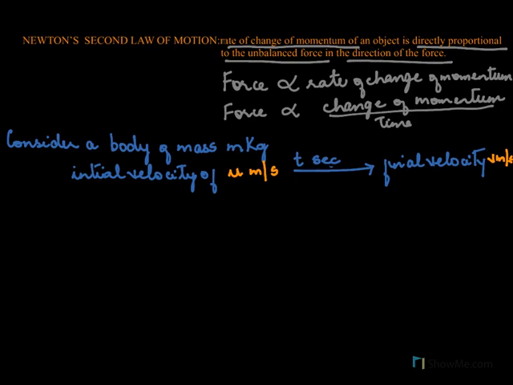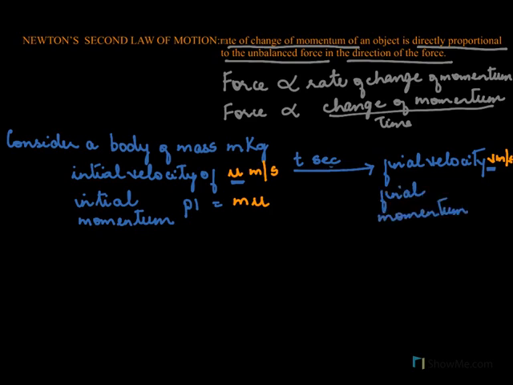Since there is a change in velocity from u meters per second to v meters per second, there will also be a change in momentum. Let P1 be the initial momentum. So initial momentum P1 will be mass into velocity, that is m into u. And the final momentum, which we will take as P2, will be mass into final velocity, that is mv.